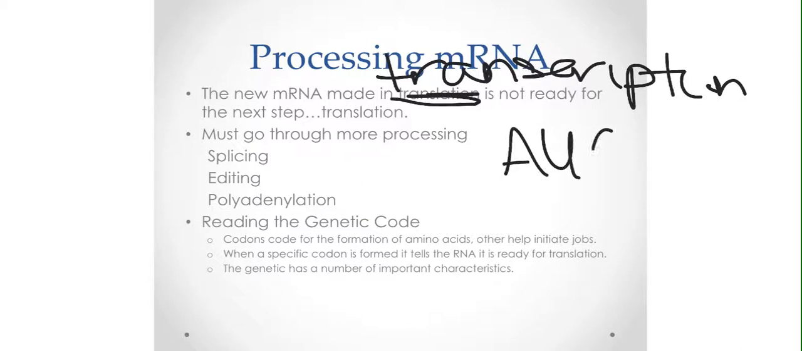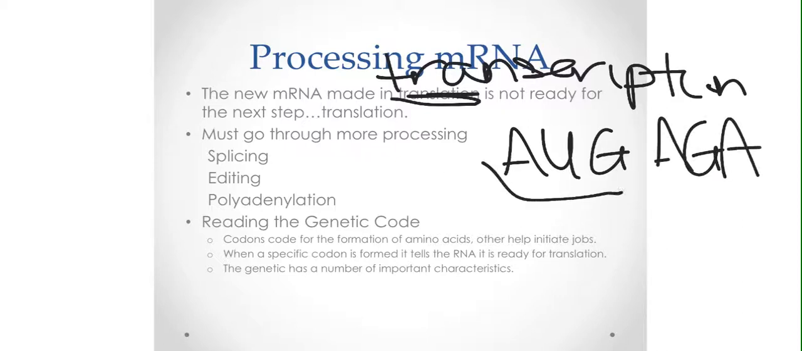So let's say I have AUG, AGA, CUC, and I'll write that down. So AUG, AGA. So those are a couple of pieces of a genetic code. And each triplet of those nitrogen bases is what's called a codon. And those codons code for a specific type of amino acid. And if you remember, a whole bunch of amino acids all together make up a protein.